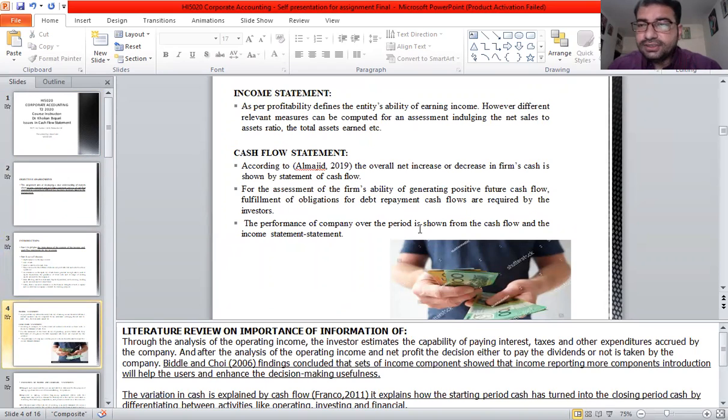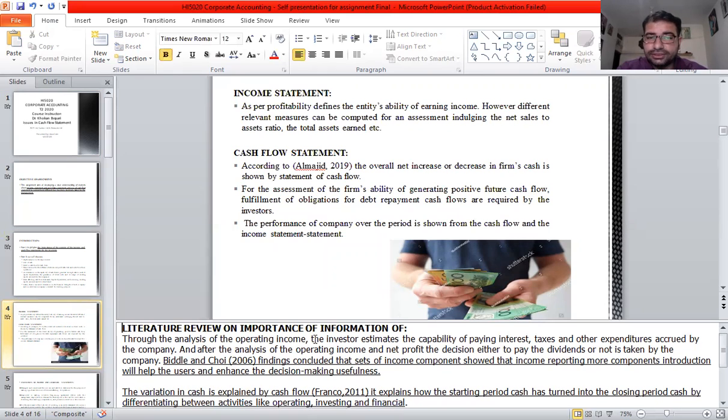The first thing was to give details about the income statement. Profitability defines the entity's ability of earning income. However, different relevant measures can be computed for an assessment, including the net sales to asset ratios and the total assets earned, etc. So this is how the income statement works.